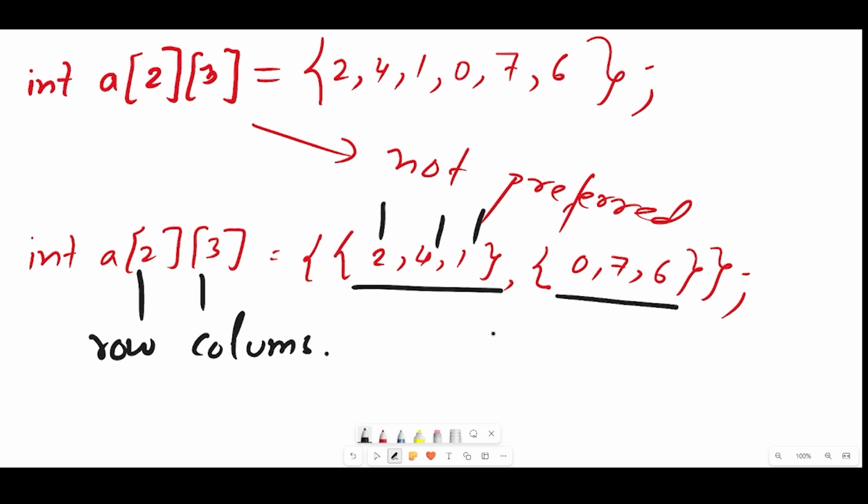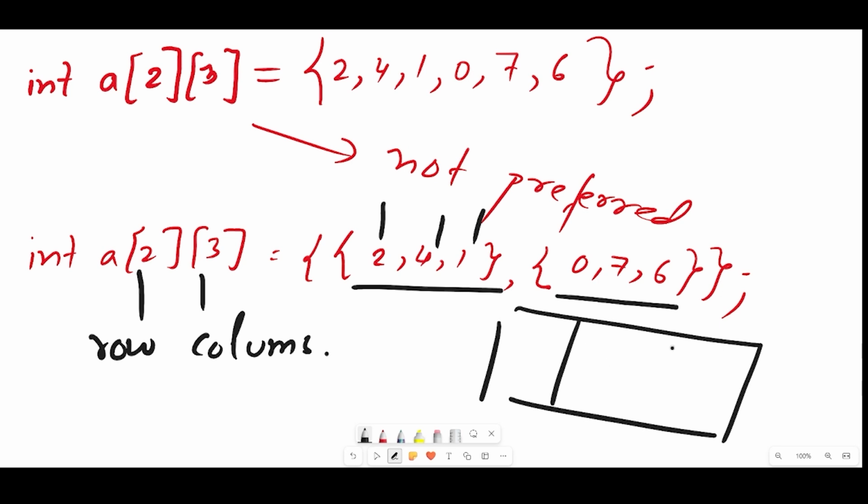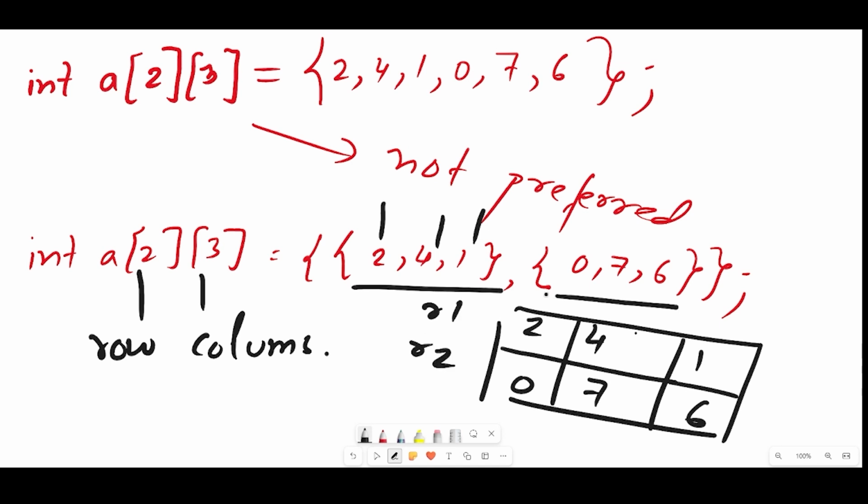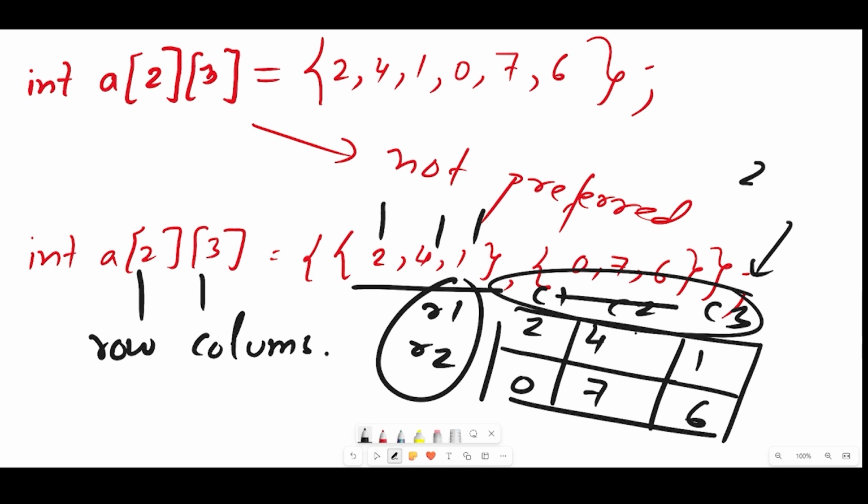If you want to see this in a block diagram, we're going to make it like this. Here I'm going to write 2, 4, 1, and then 0, 7, 6. So you can see this is row 1, this is row 2, this is C1, C2, C3. 2 rows, 3 columns. This is what we call a 2-dimensional array.